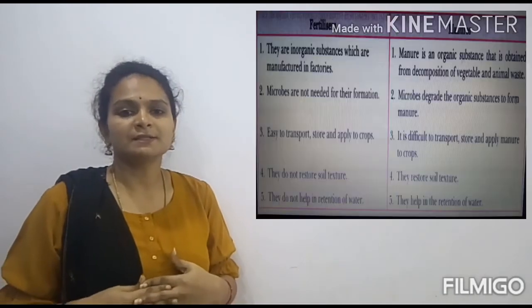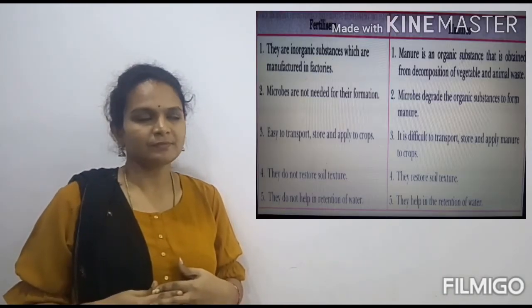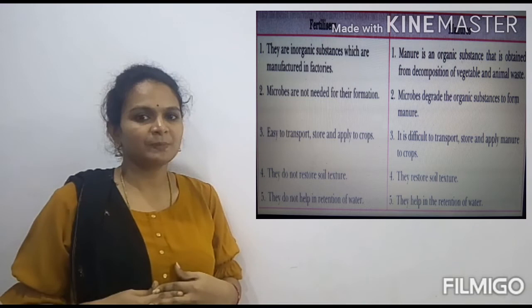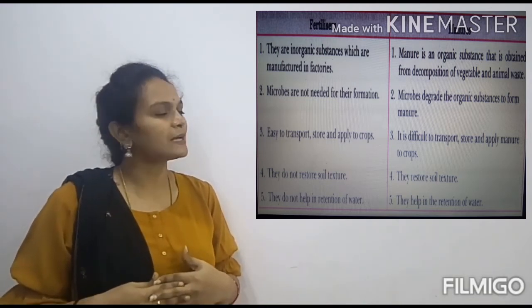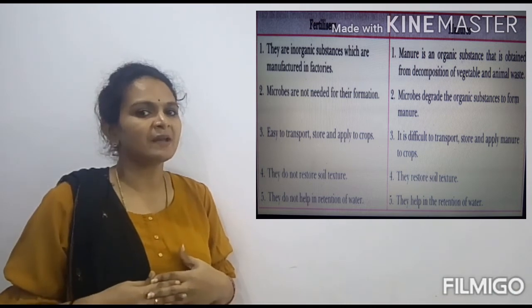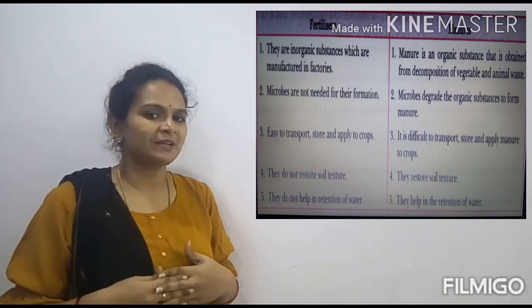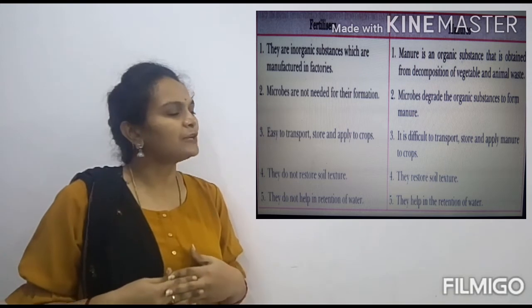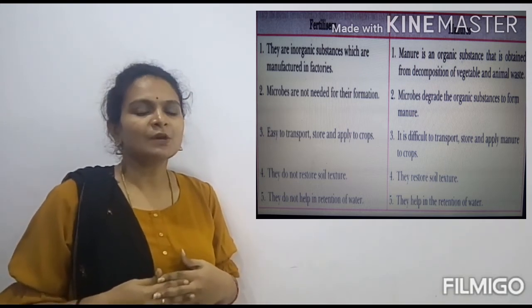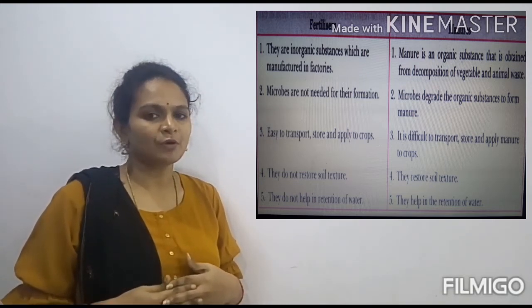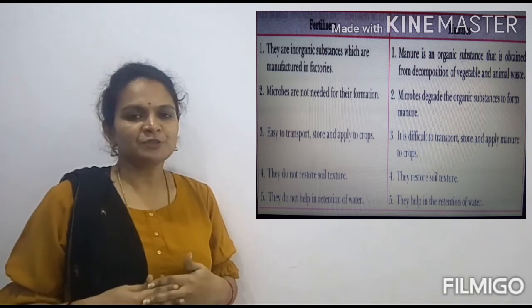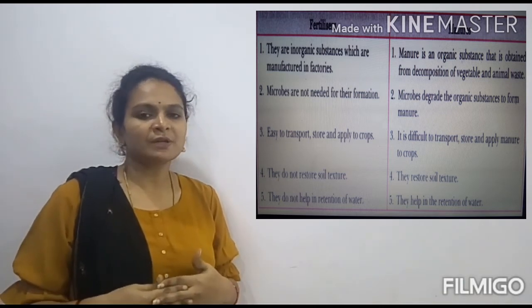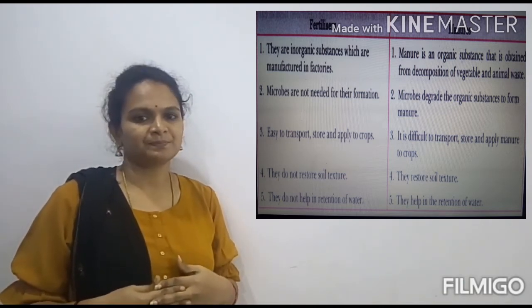Now, as we discussed both manures and fertilizers, this is the time to see the differences between fertilizers and manures. Fertilizers are the substances which are prepared artificially and they are very costly. And manures are the materials which contain more amount of organic matter and less amount of nutrients. Next, fertilizers are nutrient specific. Manures are not nutrient specific.